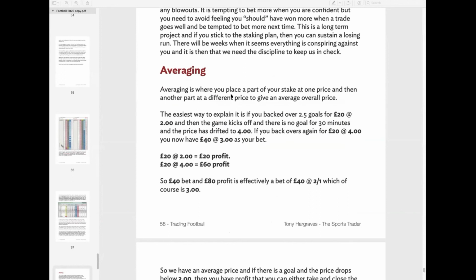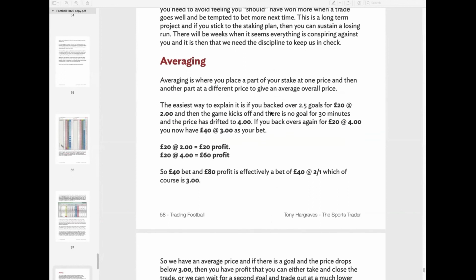So then you've got averaging, which you know about. Averaging is where you place 2 bets. We spoke about it before. So if I placed a back bet at 2 and then a back bet at 4, you've got the average in the middle. So the average price I've got those two bets at, a £40 bet and £80 profit, is effectively a £40 bet at 2-1, which of course is 3.